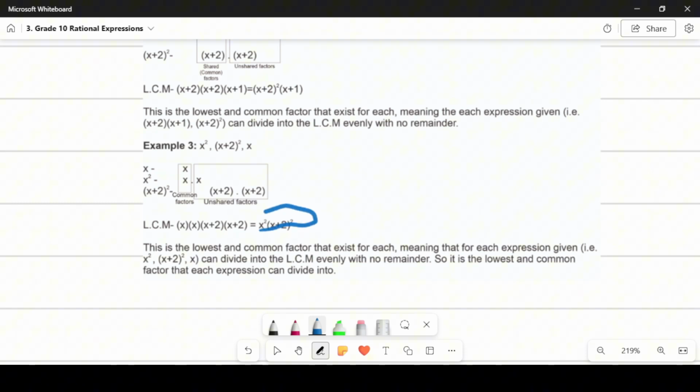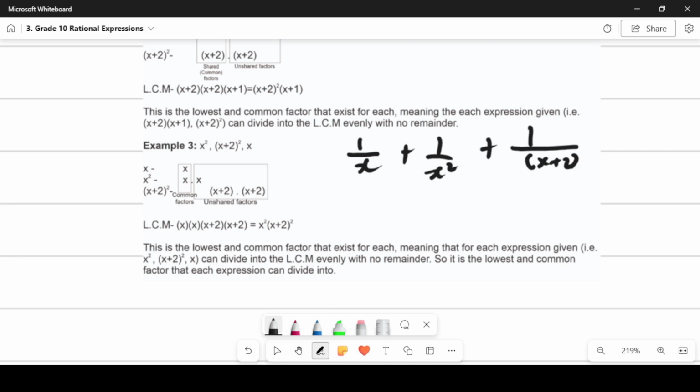And what this does is, when we simplify the fractions, it will get the simplest answer, because this is the lowest, right? So we have 1 over x plus 1 over x squared plus 1 over x plus 2 all squared. Then this becomes the LCD. So therefore, you'll have x squared into x plus 2 all squared, and then you'll solve.